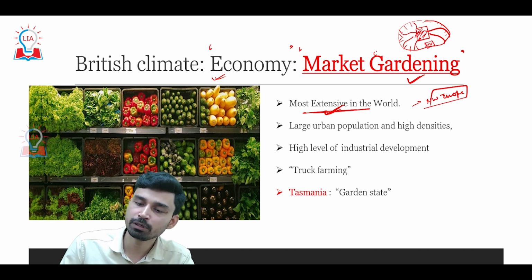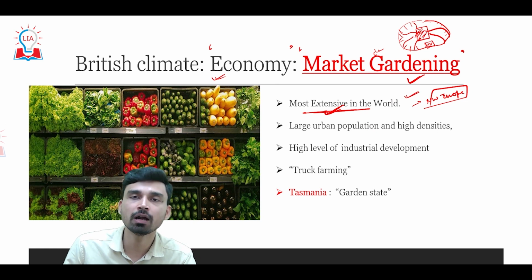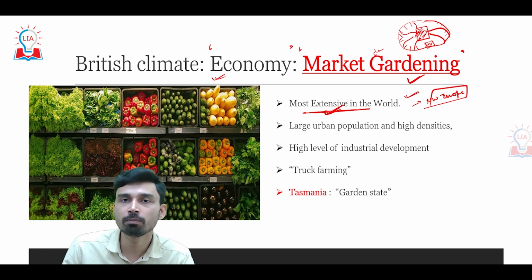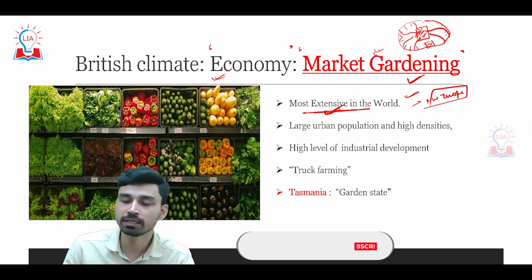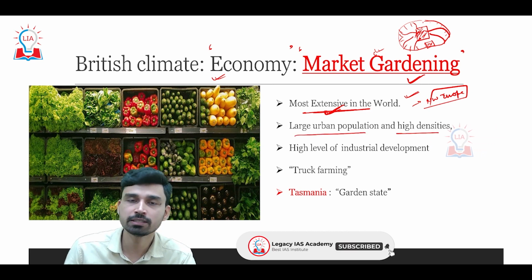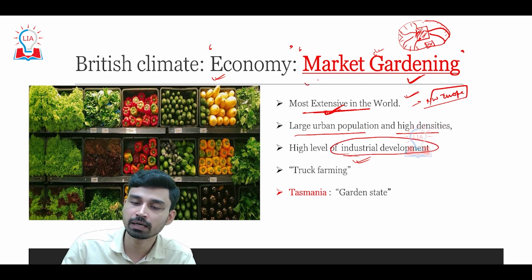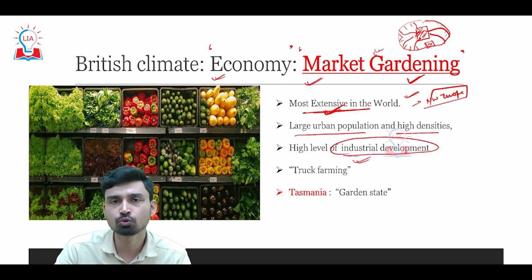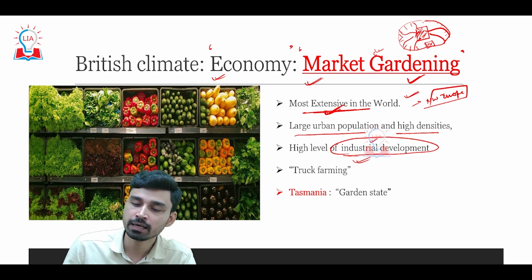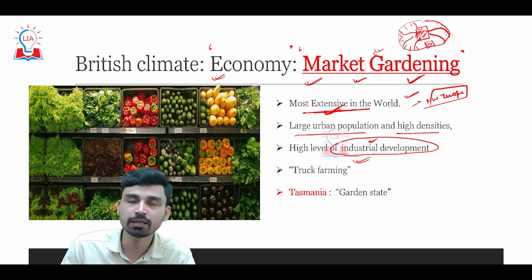The reason behind the development of market gardening is very simple, because this is one of the most industrialized parts of Europe. One of the highest population densities of Europe exists here. So this large urban population and high population density, as well as high level of industrial development, cause the development of market gardening, because the scope of such economic activity and the profit from carrying it out is quite immense and huge.